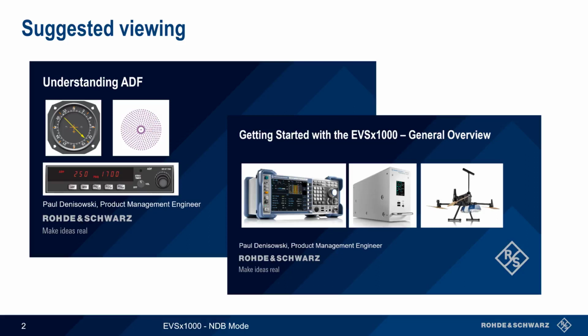This presentation assumes a basic understanding of automatic direction finding, or ADF, and how this is used to locate non-directional beacons, or NDBs. It also assumes a basic familiarity with Rohde and Schwarz EVS1000 series analyzers. If you're unfamiliar with either of these topics, or if you'd like a review, you might want to watch the presentation Understanding ADF and/or Getting Started with the EVS1000 General Overview before continuing with this presentation.